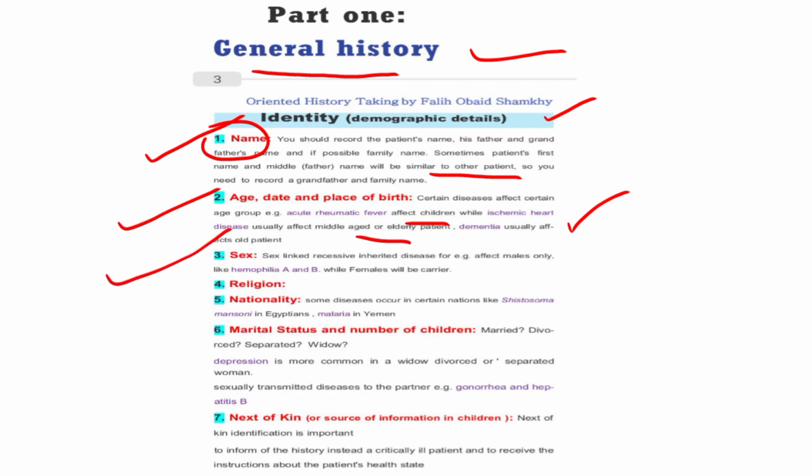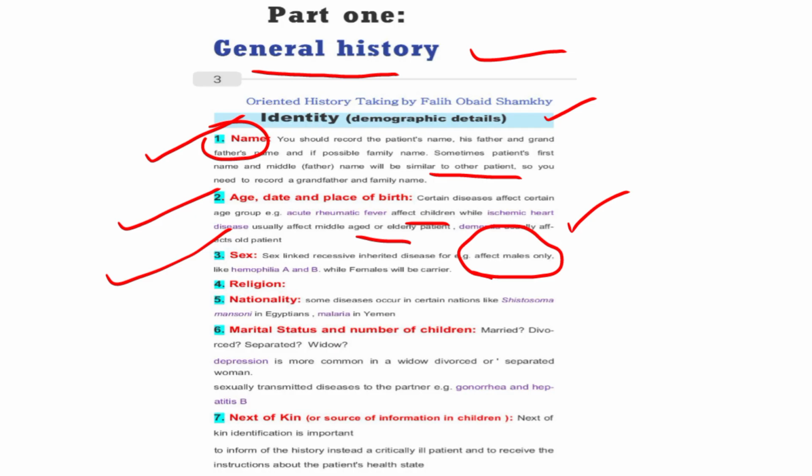Next, the third thing we ask for is the gender or sex. Most diseases are sex-linked recessive inherited diseases. For example, some diseases affect males only, like hemophilia A and B, while the female is the carrier in this case. What is hemophilia?